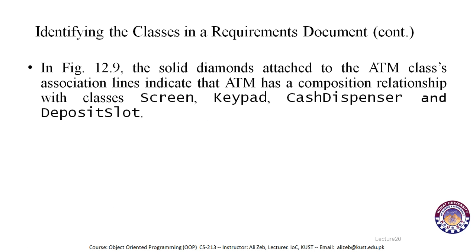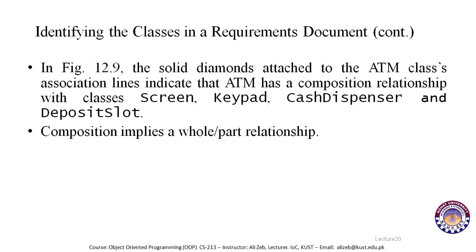It helps us identify the relationships in our software or between the classes in our proposed software. In the figure, the solid diamonds attached to the ATM class's association lines indicate that ATM has a composition relationship with the classes screen, keypad, cash dispenser, and deposit slot. And we understand that in the composition relationship, we use an object of one class as a variable inside another class. Composition implies a whole-part relationship, so it can be a complete dependence of one class on another class, or it can be a partial dependence of one class on another class.